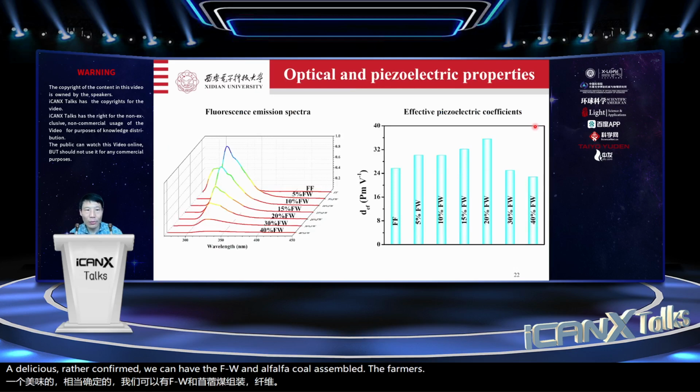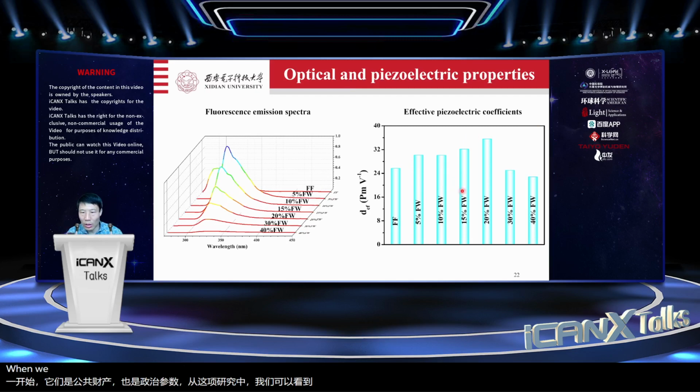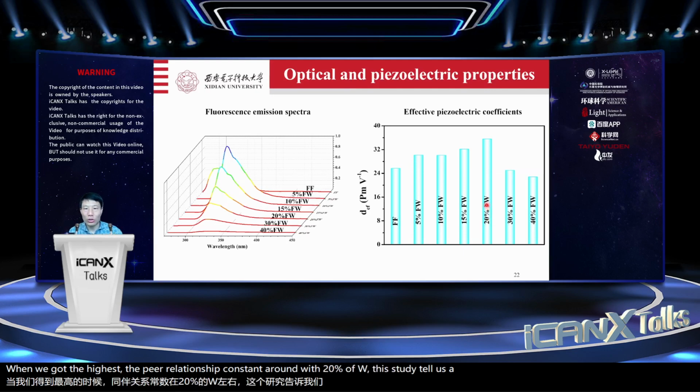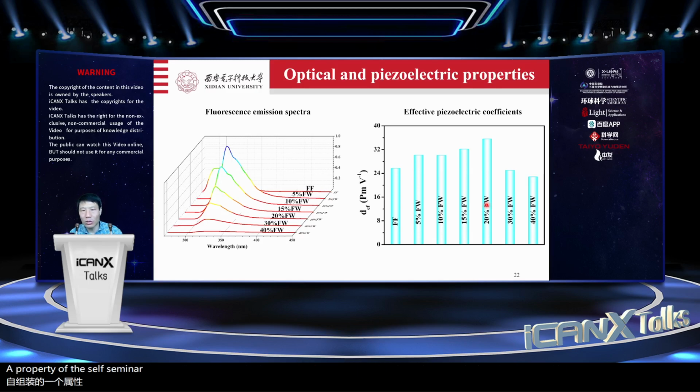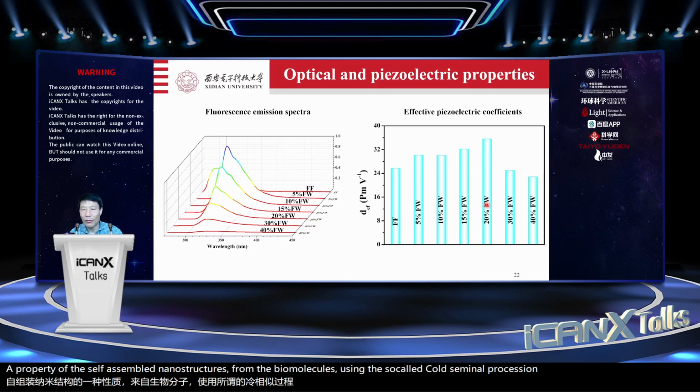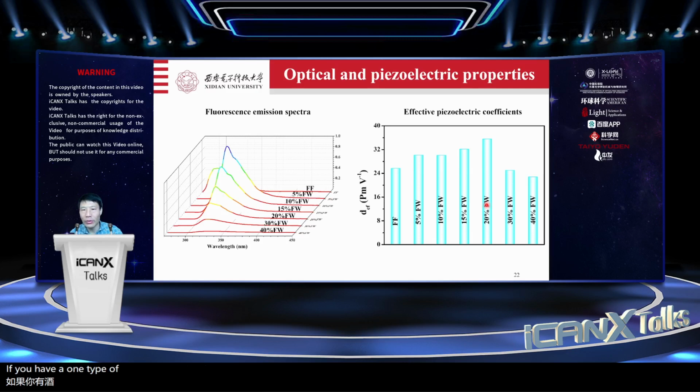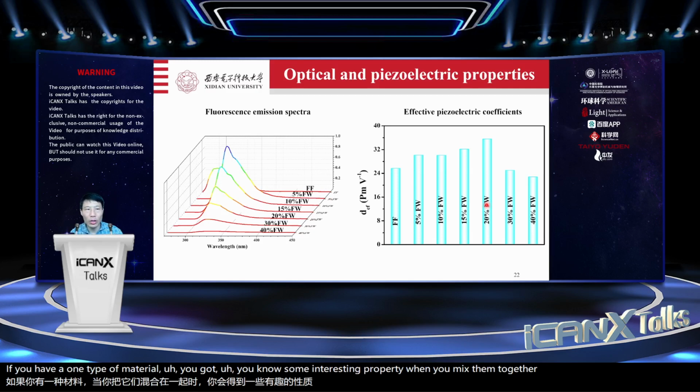And we studied the optical property as well as piezoelectric property. From this study, we can see we got the highest piezoelectric constant with around 20% FW. This study tells us a strategy to increase the property of the self-assembled nanostructures from biomolecules using the so-called co-assembly process. If you have one type of material, you get some interesting property. When you mix them together, maybe you get a better one.